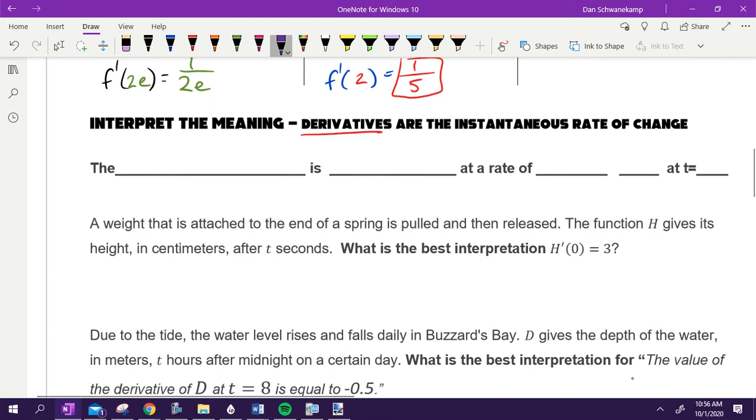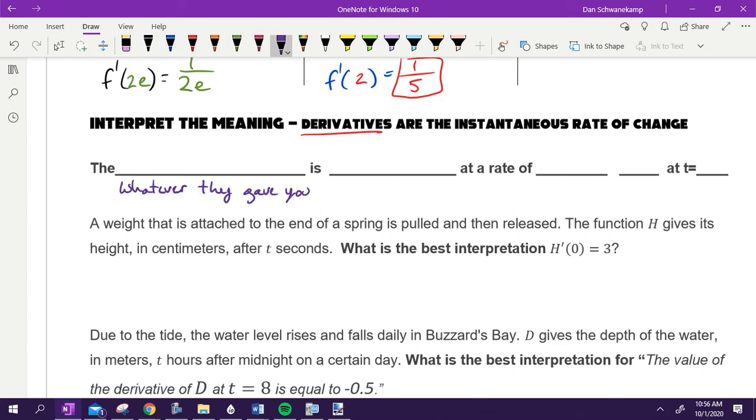So when they ask you to interpret the meaning of a derivative, it is like a Mad Lib. You are filling into this sentence. It is always this sentence. Don't change from it. Here's what you're going to write. The blank. In the blank, you are going to say whatever it is you're taking the derivative of. So whatever they gave you. And we'll make that clear here in a second. But whatever they gave you.